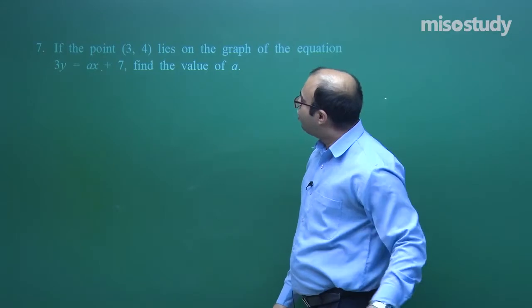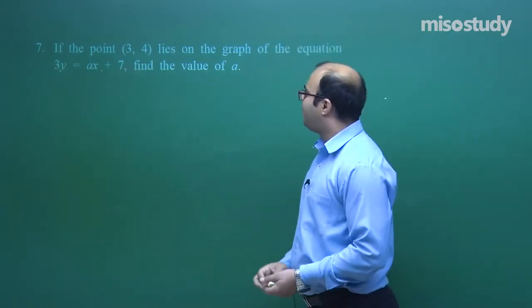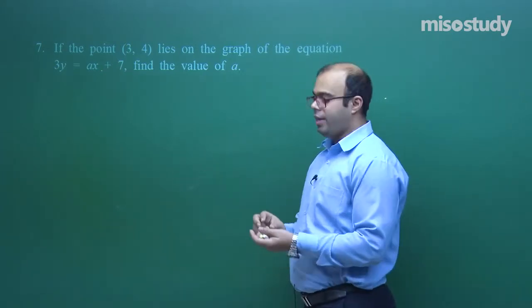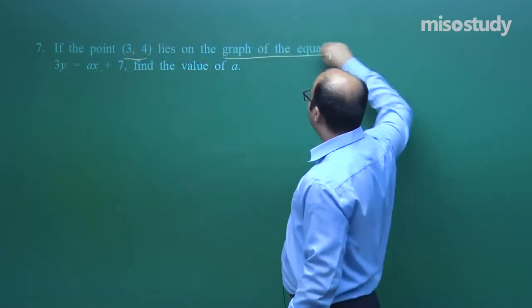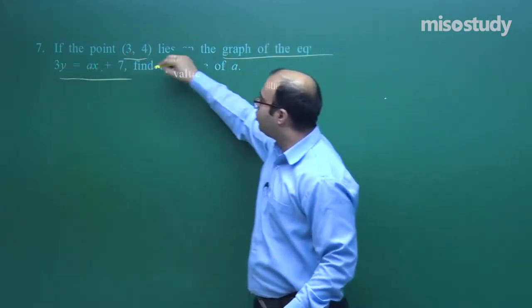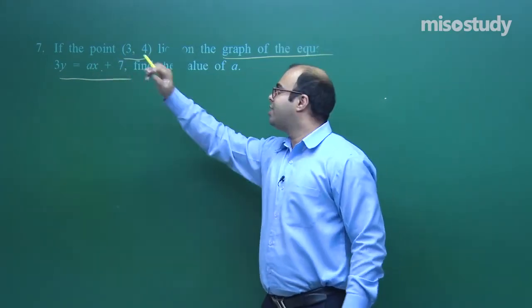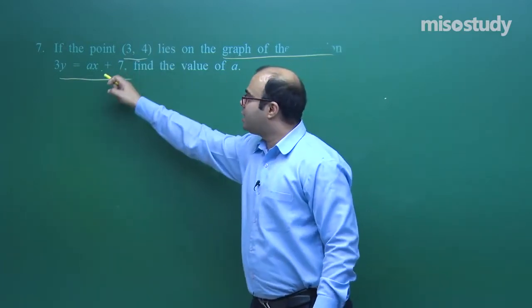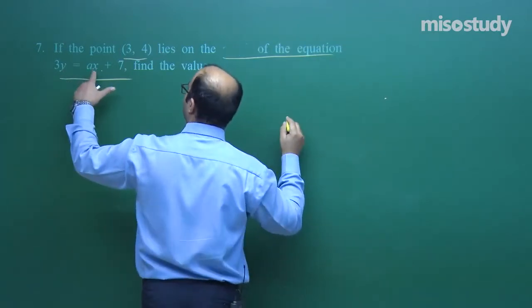If the point 3, 4 lies on the graph of the equation 3y is equal to ax plus 7, find the value of a. This question is similar to one more question which we did earlier. Here they are saying that this point lies on the graph of the equation. That means this point satisfies this equation because it lies on that graph which is represented by this equation. So, x equal to 3 and y equal to 4, so let us put x is equal to 3 and y equal to 4.